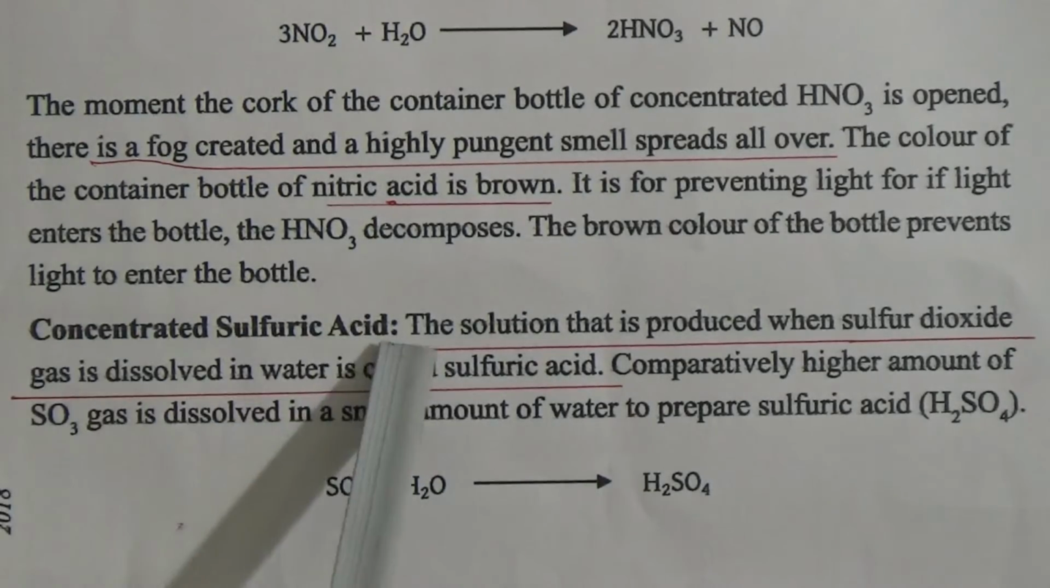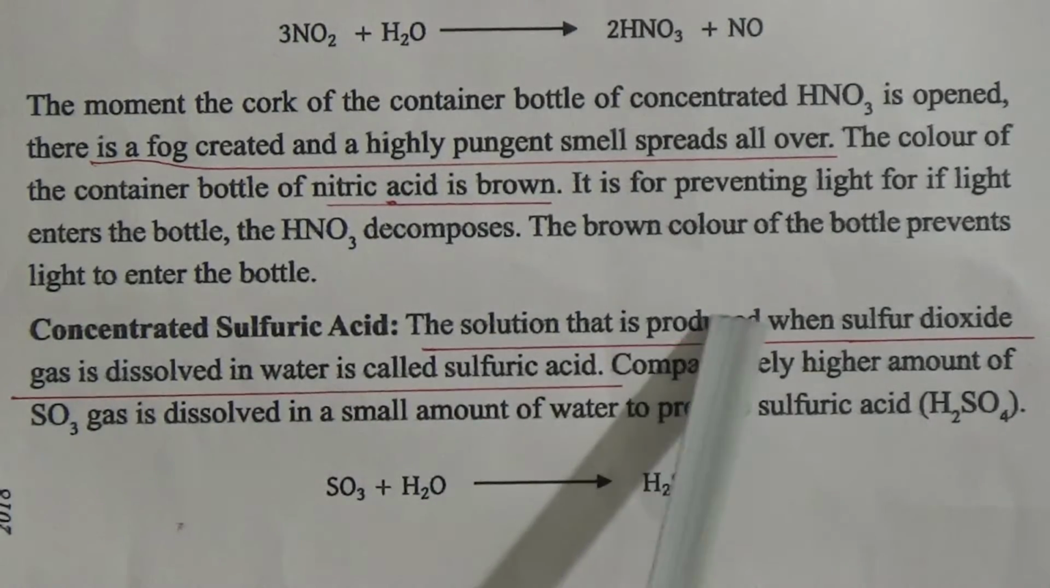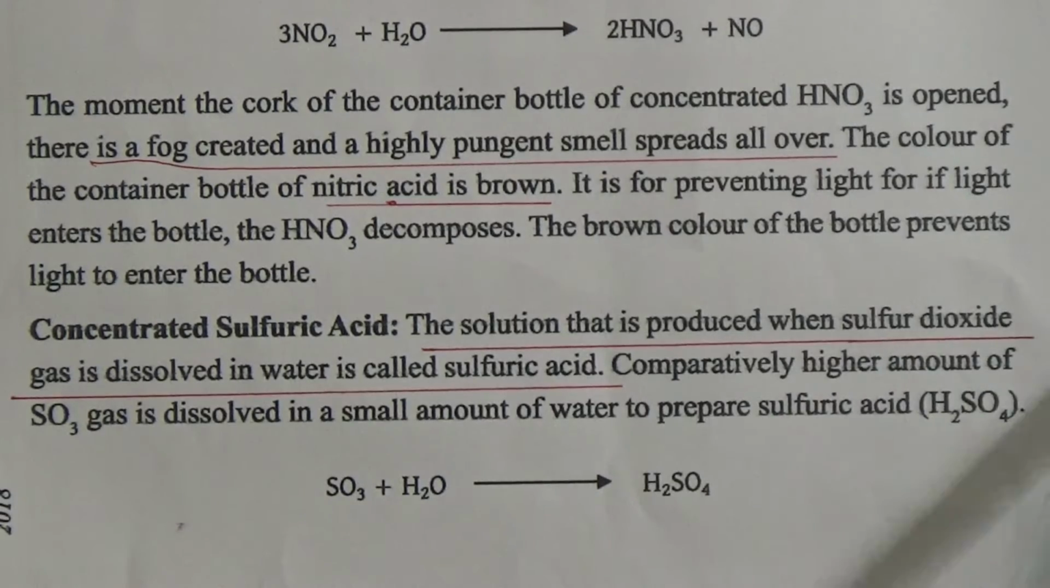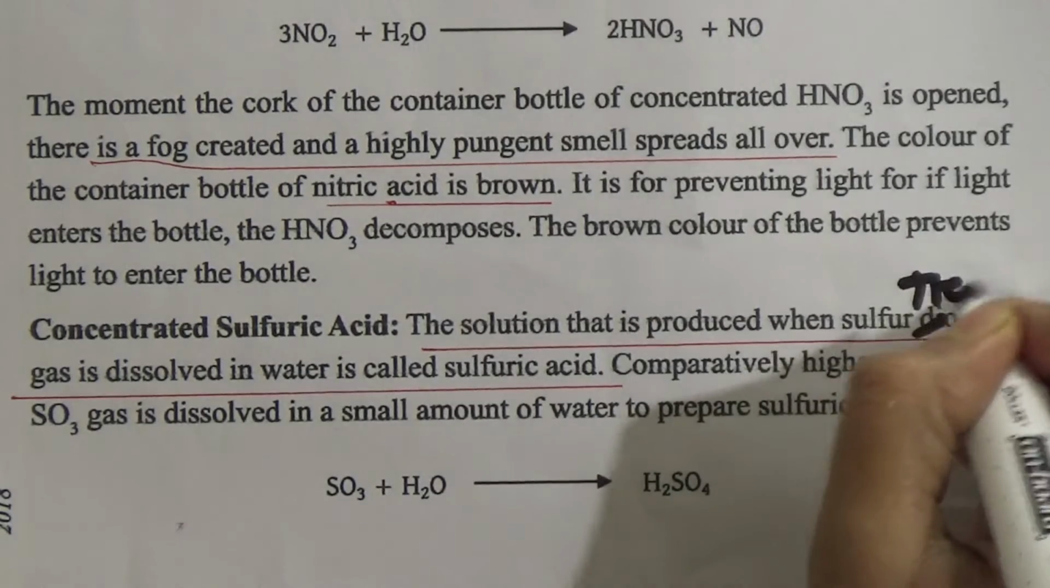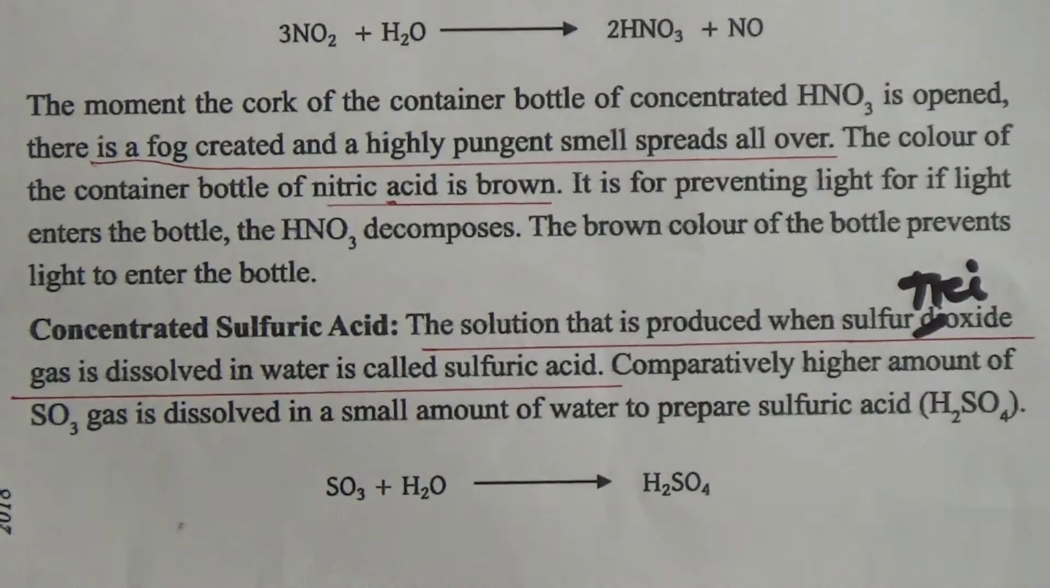Now come to concentrated sulfuric acid. The solution that is produced when sulfur trioxide gas, dear student, that will be trioxide, is dissolved in water is called sulfuric acid. Comparatively higher amount of sulfur trioxide gas is dissolved in a small amount of water to prepare sulfuric acid. Look there, once a sulfur trioxide molecule reacts with one water molecule, it produces one molecule of sulfuric acid.